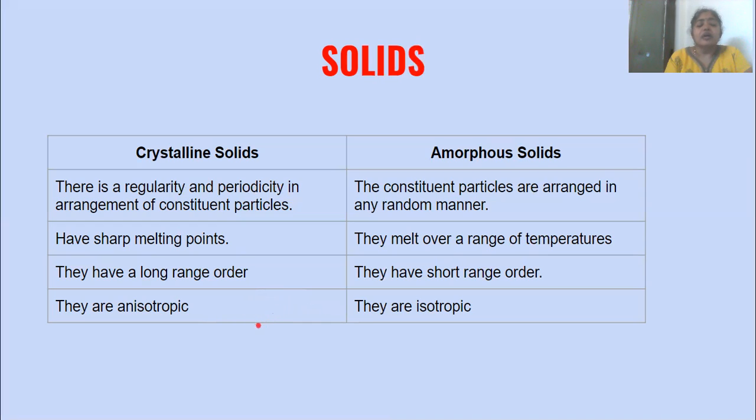Then next, the properties of polymorphism, that is a substance existing in two or more crystalline structures, and isomorphism are characteristic only of crystalline solids, because only they exhibit the regular arrangement of particles. Whereas in amorphous solids, you will not find polymorphism or isomorphism.